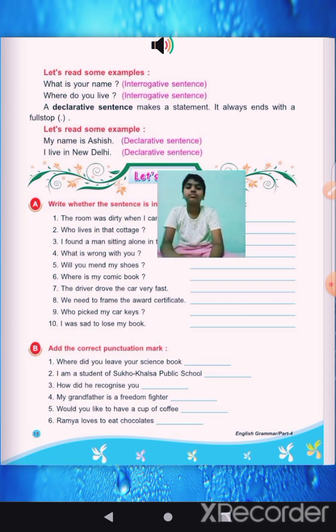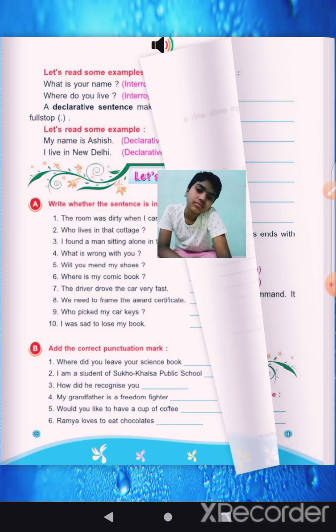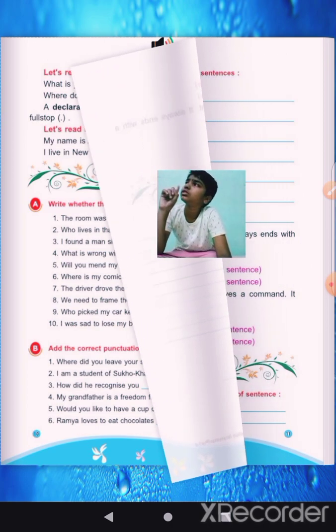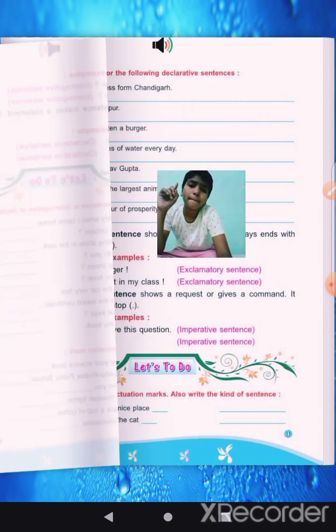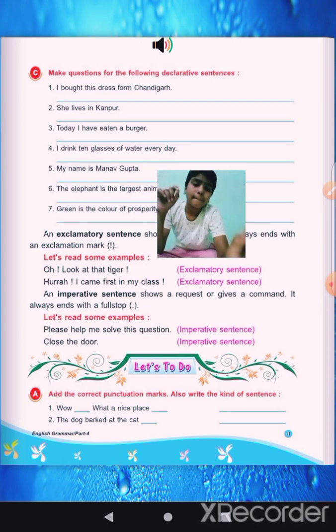A declarative sentence makes a statement. It always ends with a full stop. Let's read some examples. My name is Ashish. Declarative sentence. I live in New Delhi. Declarative sentence. I have explained to you just now.